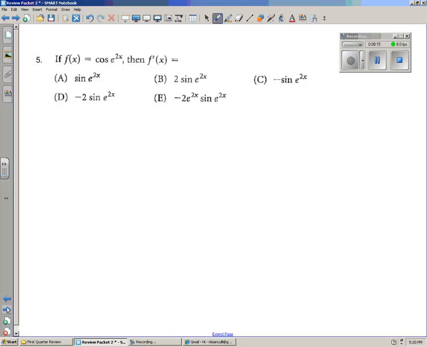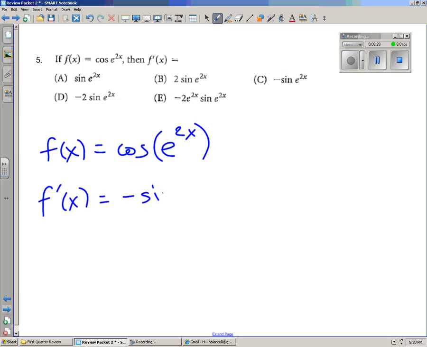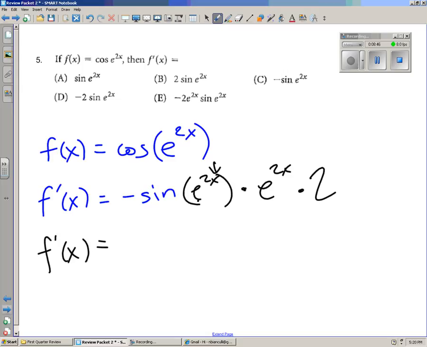Number 5, if f of x is cosine of e to the 2x, then f prime of x, here we have a chain rule problem. We have cosine of stuff, so the derivative of cosine of stuff is negative sine of the stuff. And now we have to take the derivative of the stuff. So derivative of e to the stuff has stuff in it. So the derivative of e to the stuff is e to the stuff times the derivative of its stuff, which is 2. So now we end up f prime of x is equal to negative 2 e to the 2x sine of e to the 2x.